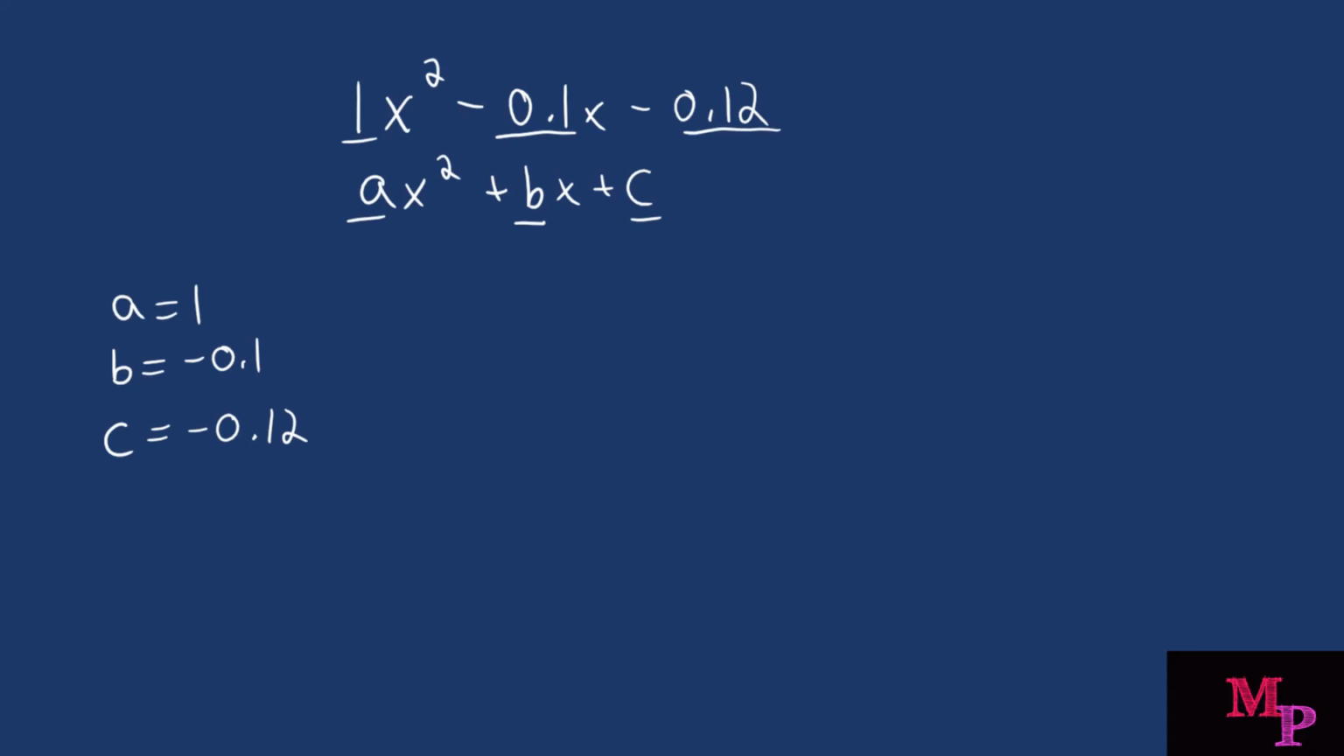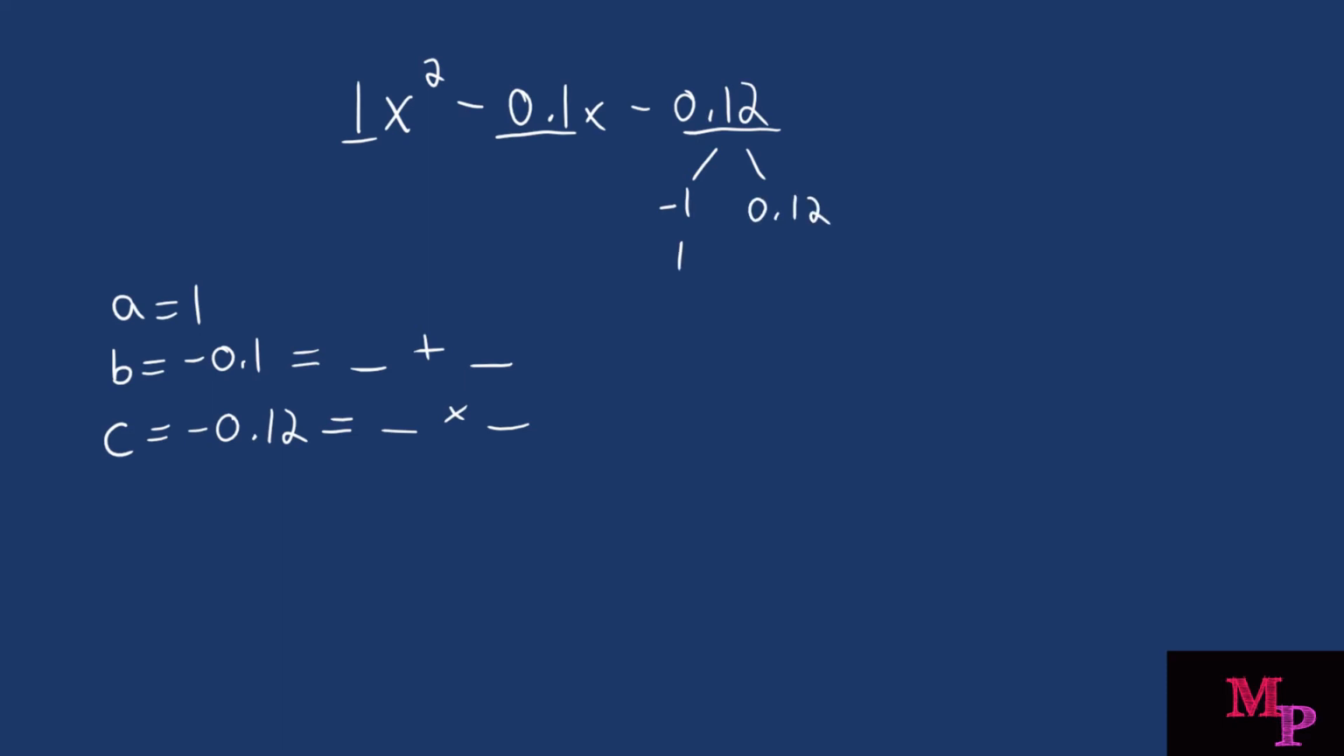All right, so now you're going to want to find two numbers that when you add, equal b, and when you multiply, equal c. What I like to do is go ahead and break down all of the factors for c. So for negative 0.12, you have negative 1 times 0.12, 1 times negative 0.12, negative 0.3 times positive 0.4, positive 0.3 times negative 0.4, negative 0.2 times positive 0.6, and 0.2 times negative 0.6. And what I like to do is add all of those pairs together and see if any of them give me the value for b.